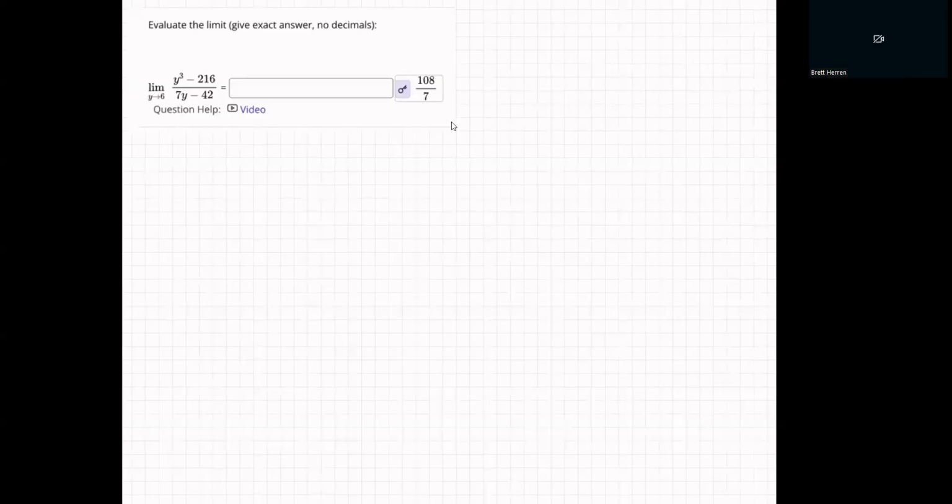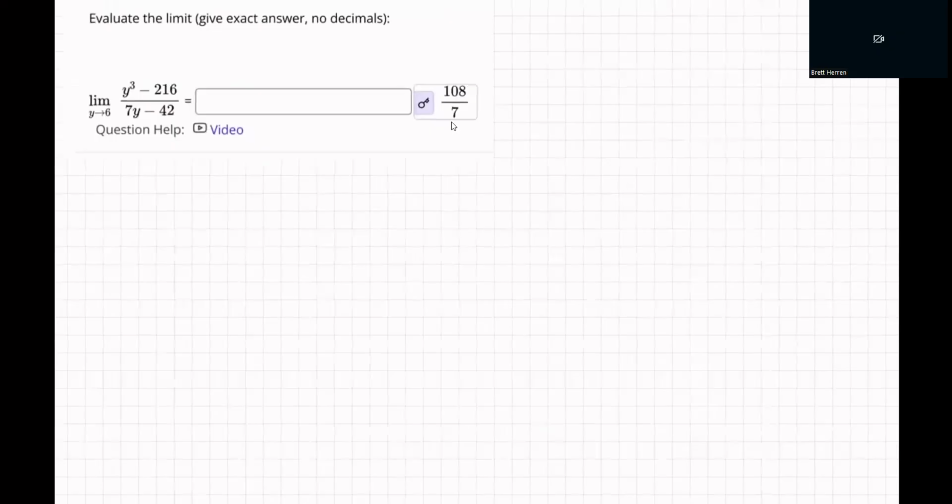Okay, so on this example, this one's kind of tricky. We're trying to take the limit as y goes to 6 of this function. Well, one good thing to do to start with is just to try to plug in the 6. It's not going to work this time, but sometimes it works, and it's great when it works.